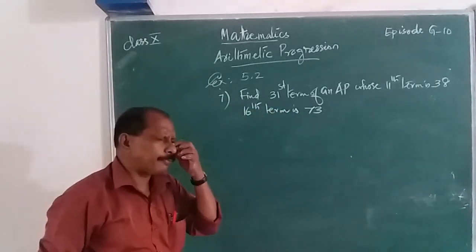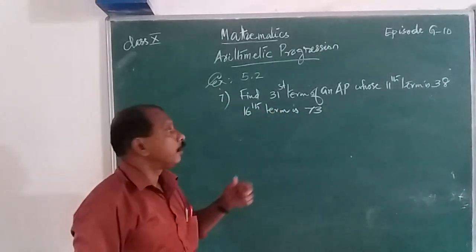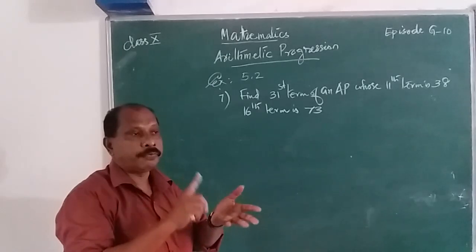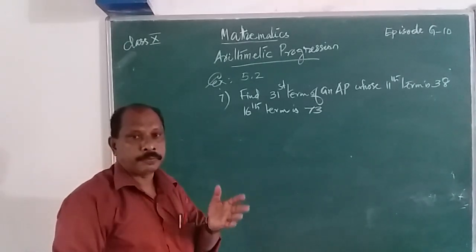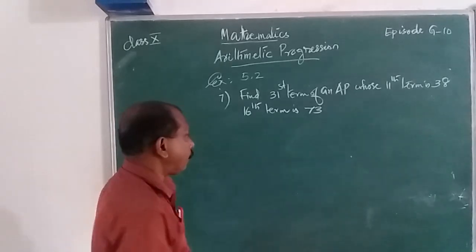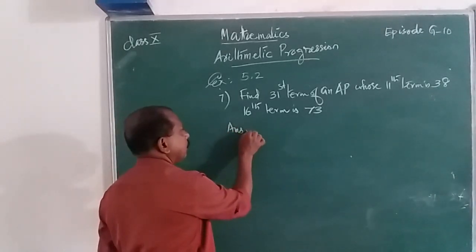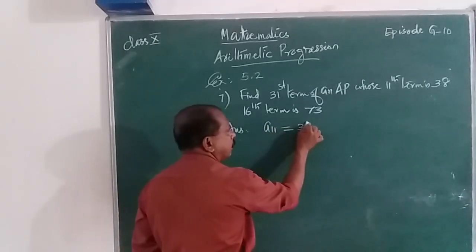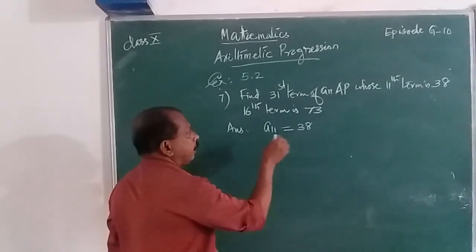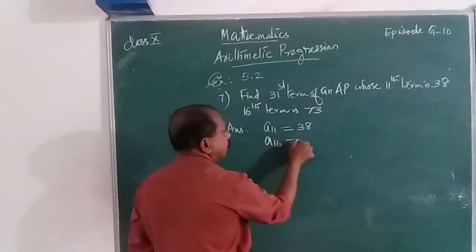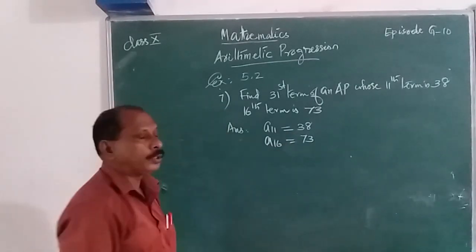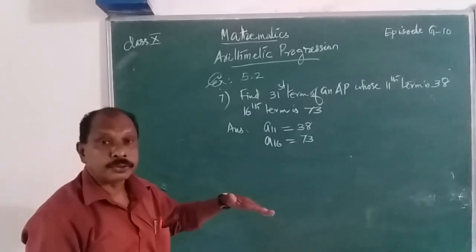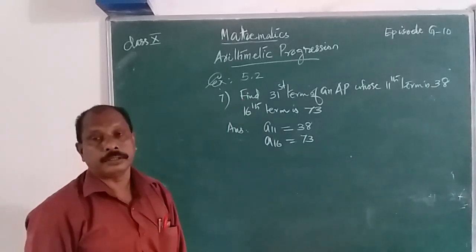Two terms of that arithmetic progression are given. We can find out the first term and the common difference. Then 31st term. Therefore, answer is: the 11th term, that is a11, is equal to 38. And the 16th term, a16 is equal to 73. Two terms are given. Therefore, we get two equations in A and D. Solving these two, we get A and D. Then find out the 31st term.